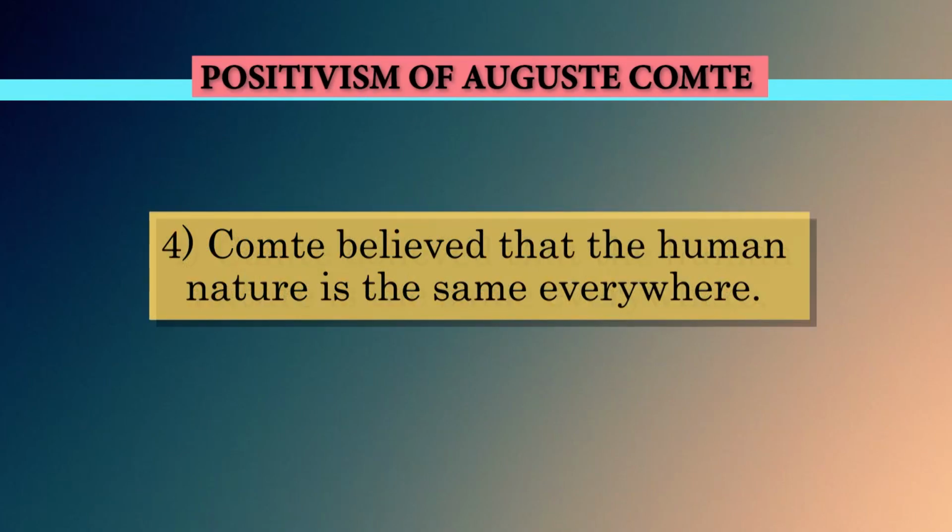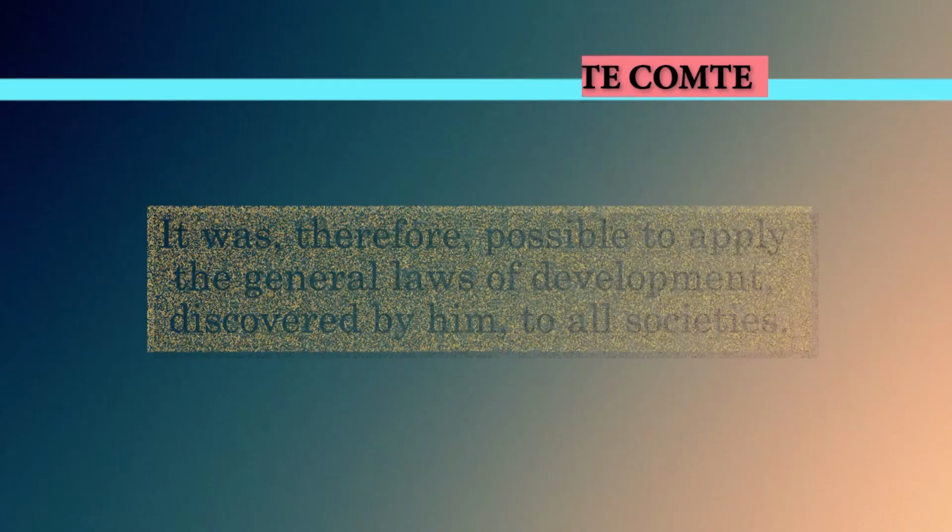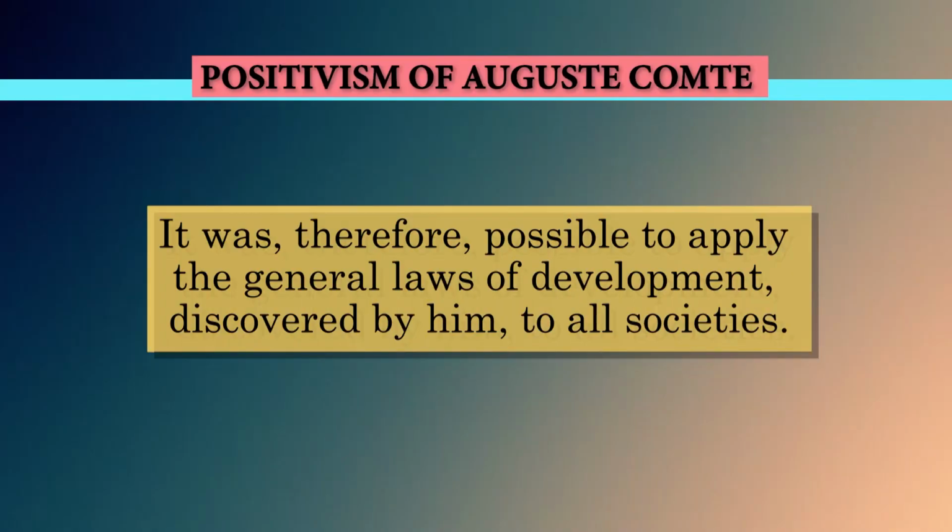Comte believed that human nature was the same everywhere. He felt that human beings in all the cultures across the world have similar reactions and feelings, and they behave in the same way under similar circumstances. So he considered that it is possible to apply the general laws of development to all societies. Comte felt that all human societies could be interpreted with the help of the general laws framed by him.